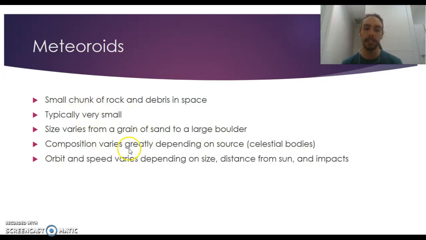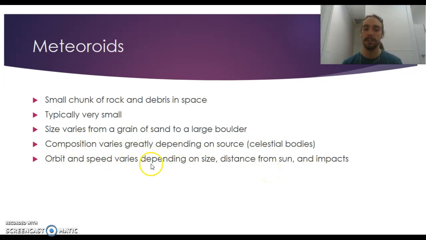Their composition varies greatly depending on the source, so where it came from, what celestial body it came from. If it came from Mars, you're going to see a lot of iron in it. If it came from somewhere like Neptune or something, you're going to see a lot of methane inside of it, that type of stuff. So the orbit and speed varies depending on size, the distance from its sun, how many impacts it's having, all sorts of stuff like gravitational pulls.